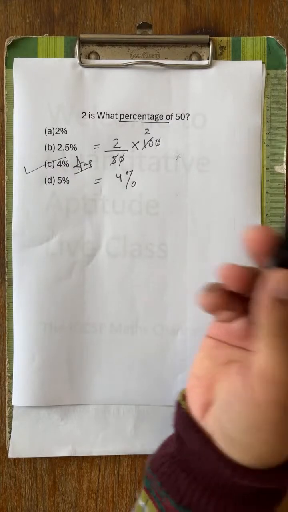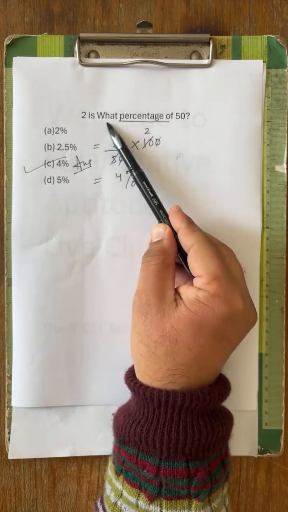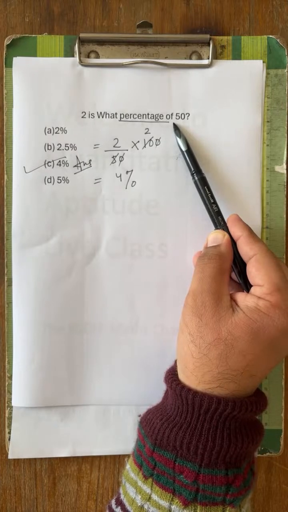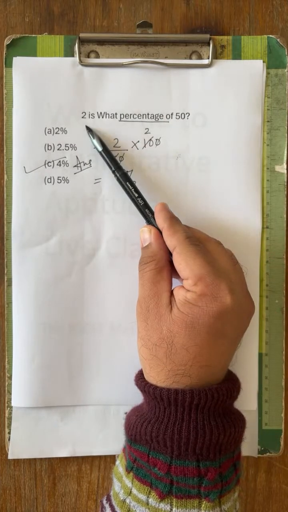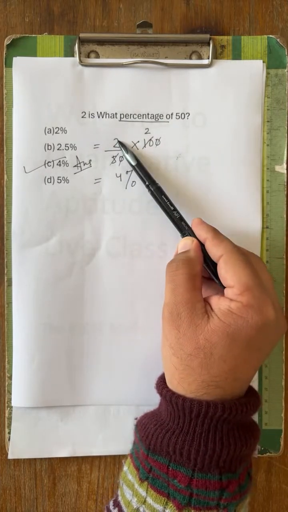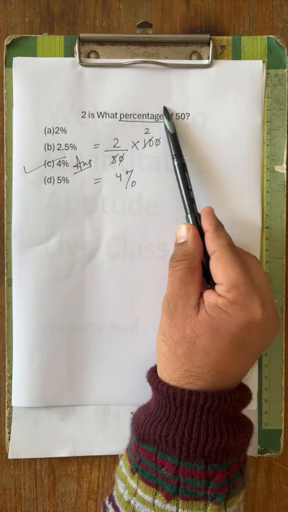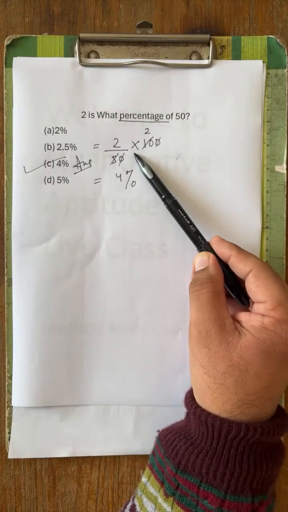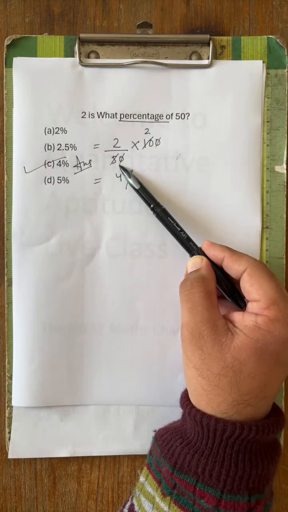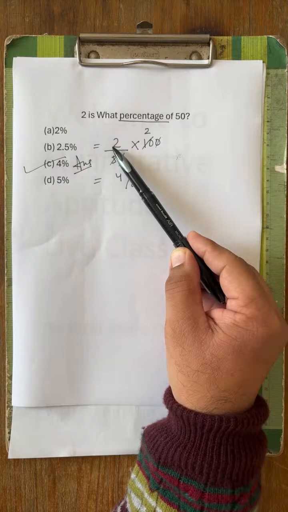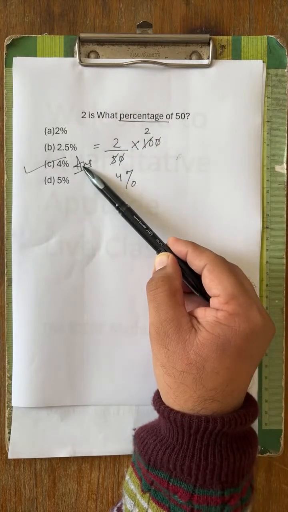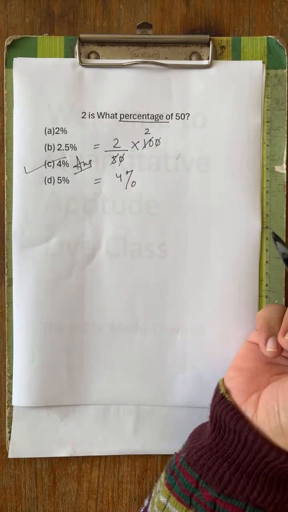Let me repeat once. We have to find 2 is what percentage of 50. In order to find this, we put 2 in the numerator and 50 in the denominator. And as we have to find the answer in percentage, we multiply by 100. Now this cancels. We are left with 2 into 2, 4%. That is C will be our answer.